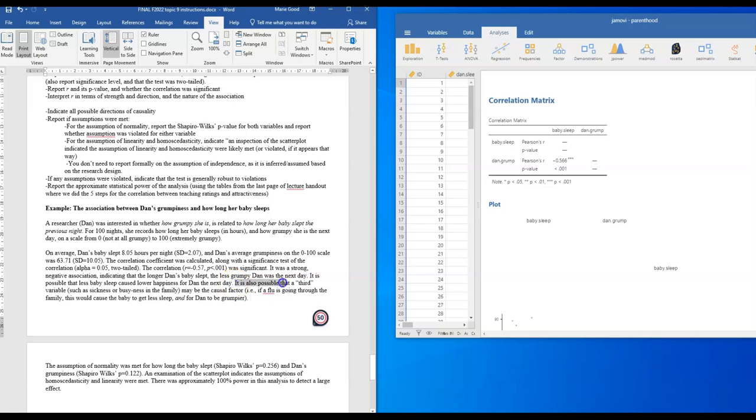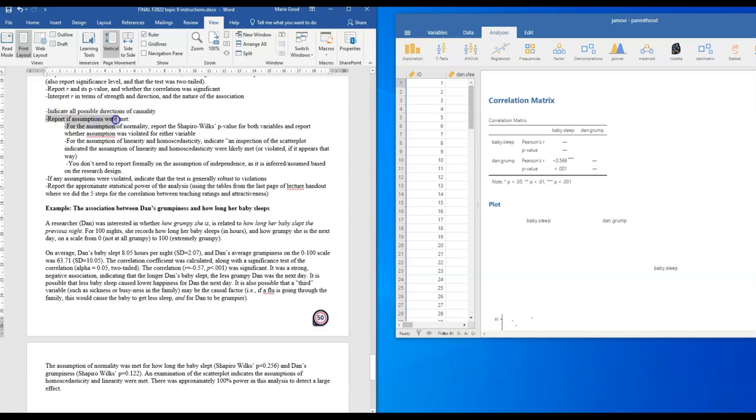So the only other possible direction of causality is that there's a third variable, such as sickness or maybe busyness in the family, that may be the causal factor. For example, if there's a flu going through the family, this could be the causal factor of both of those variables, right? If you have a flu, then this is causing your baby to get less sleep and for the parent to likely be grumpier. All right, so check, indicate all directions of causality.